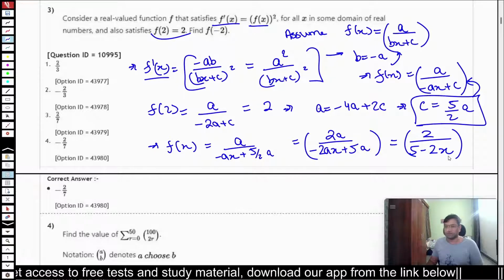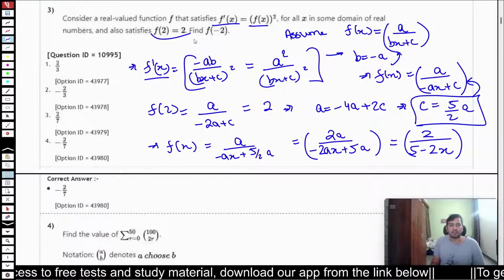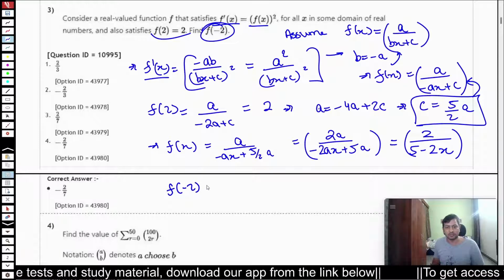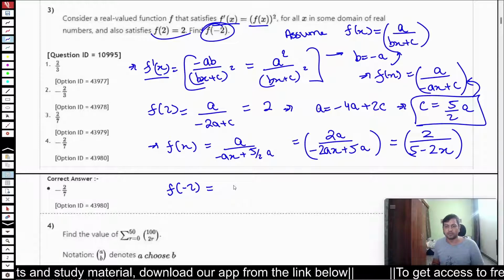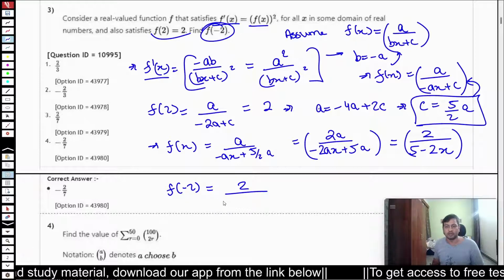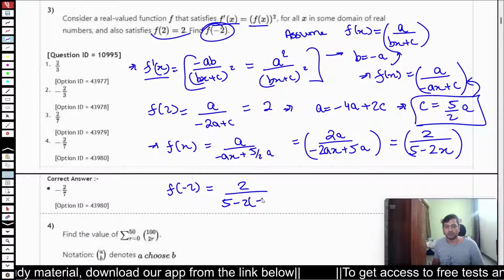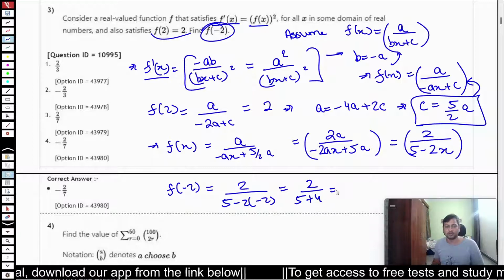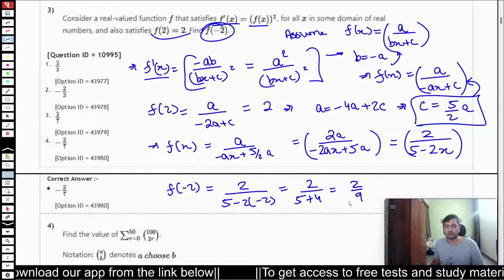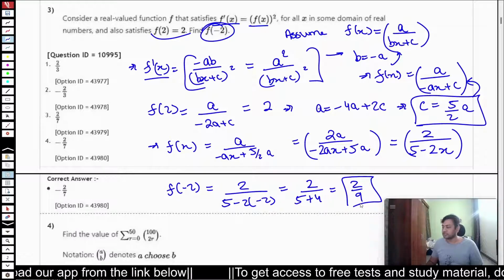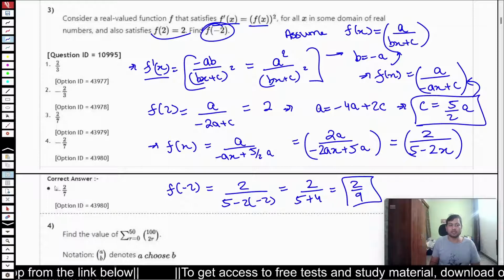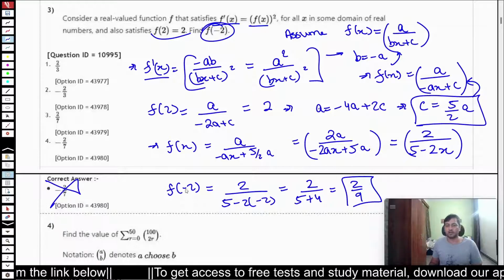Now finally I want to find functional value at minus 2. So f of minus 2 is going to be equal to 2 upon 5 minus 2 into minus 2. So that is 2 upon 5 plus 4. So that is 2 by 9. So the correct answer here is 2 by 9. None of the options match 2 by 9. So this is actually wrong.